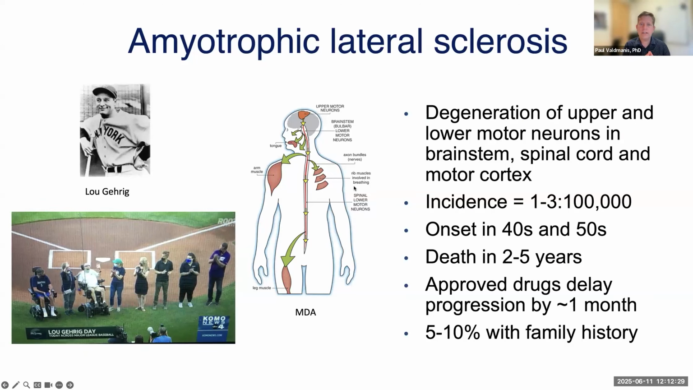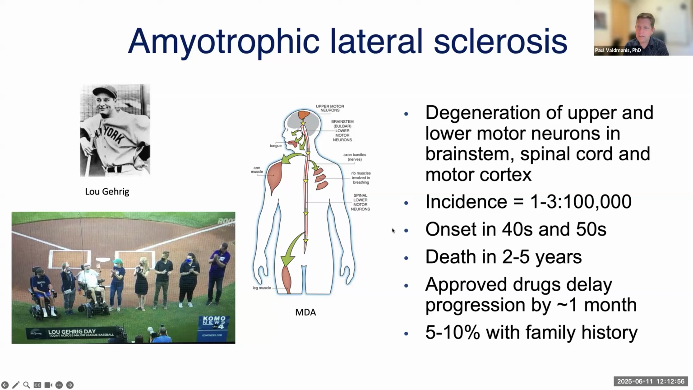So as Michael mentioned, we're really interested in amyotrophic lateral sclerosis. This is a disorder also known as Lou Gehrig's disease that is caused by the degeneration of motor neurons in the brainstem, spinal cord, and motor cortex. The onset of individuals with ALS is in the 40s and 50s, and really rapid progression to death within a few years. And current drugs can only prevent progression by about a month or so.